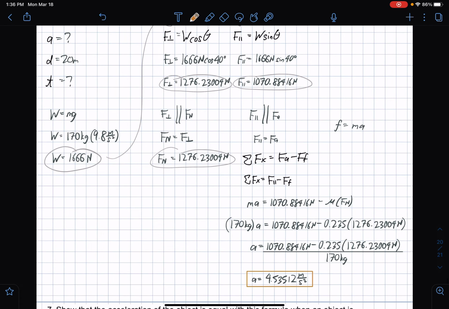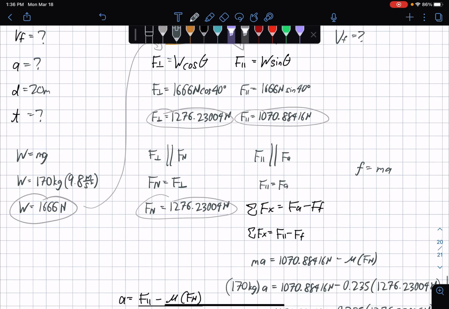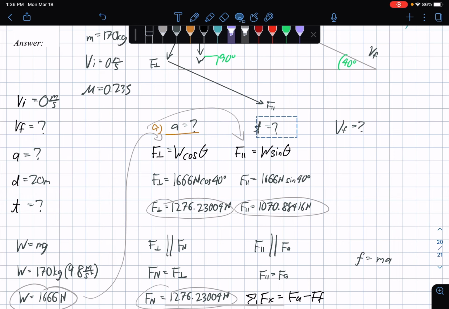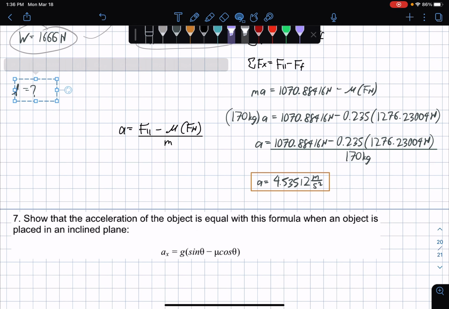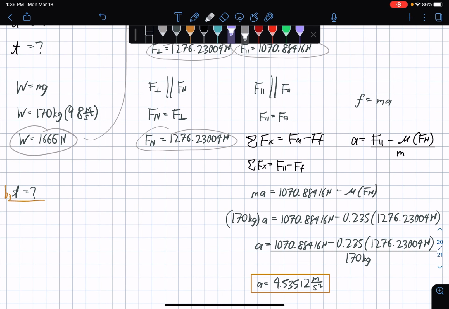Now, hang on. This is one thing that could be useful in the context of inclined planes. The formula for acceleration, coming from this one, could be written as F parallel minus U times Fn divided by mass. So this is exactly the derived formula that we utilized in order to find acceleration. So next we have letter B. Let's look for letter B. Where do I put this? I'll just put it there for reference.